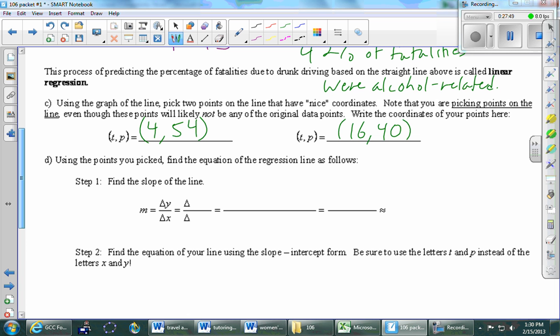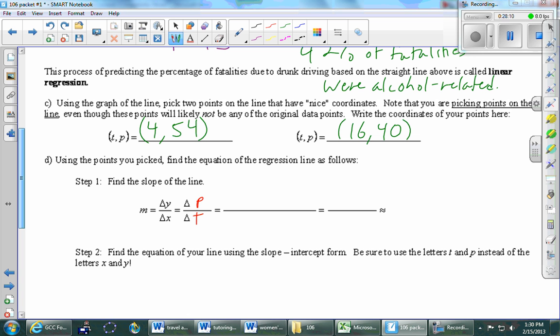We know that the slope is a change in y over change in x. Notice I'm reading that triangle as a change. But let's put the correct letters here. We don't have x in this problem. What do we have? We have t. So downstairs, instead of change in x, should be change in t. Upstairs is a change in p.